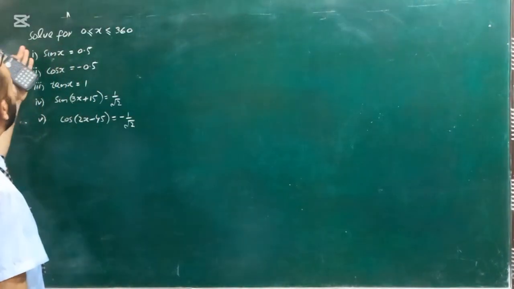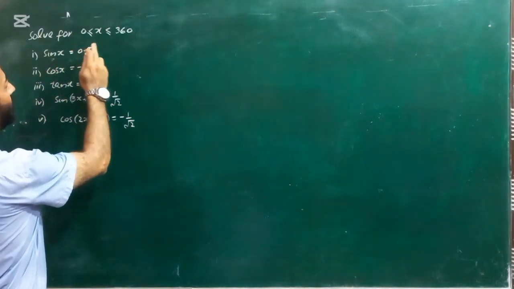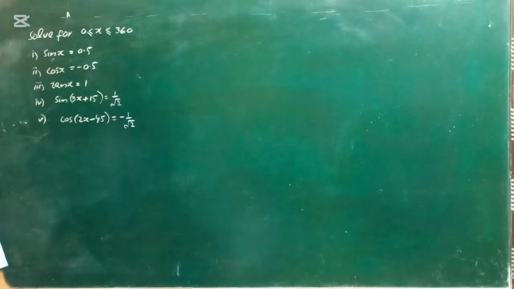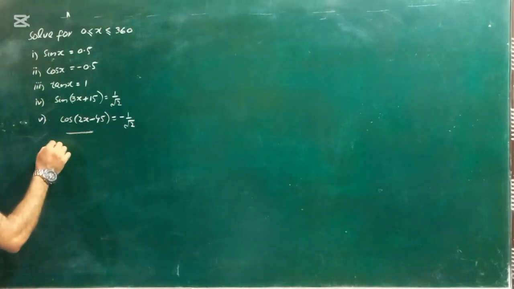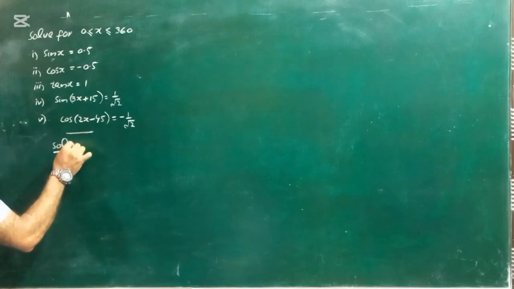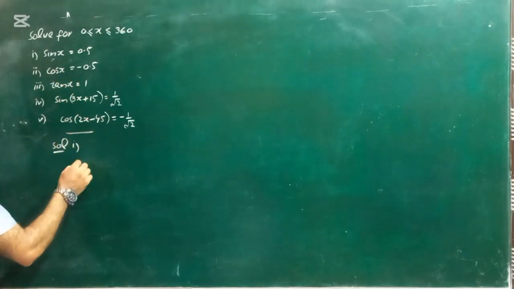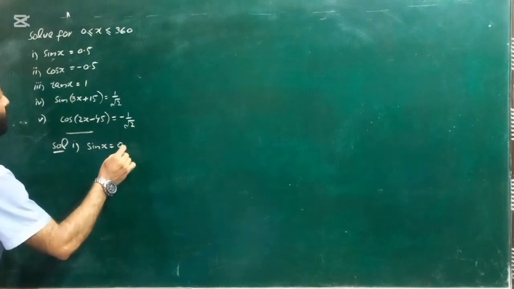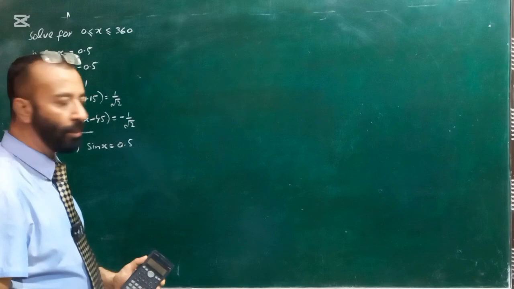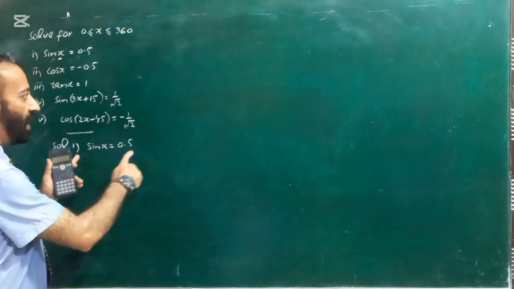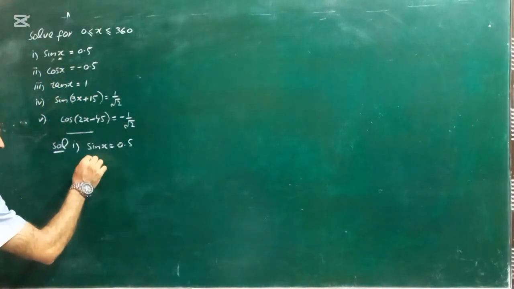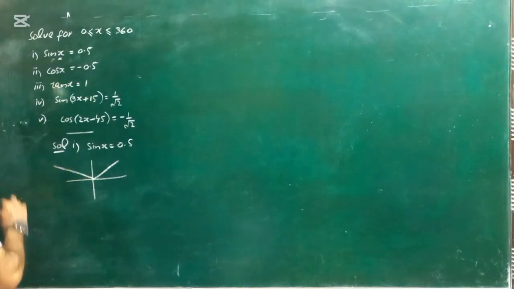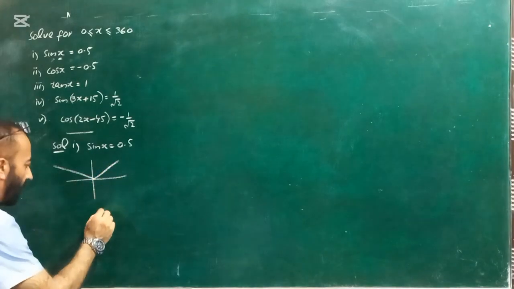The statement of the question is solve for x greater than or equal to 0, less than or equal to 360. And here are 5 parts. First part we are going to solve now. So look, here is the solution. First part, sine x is equal to 0.5, because sine is positive, and we know from the concepts that sine is positive in first and second quadrant. So first we will find the alpha angle.